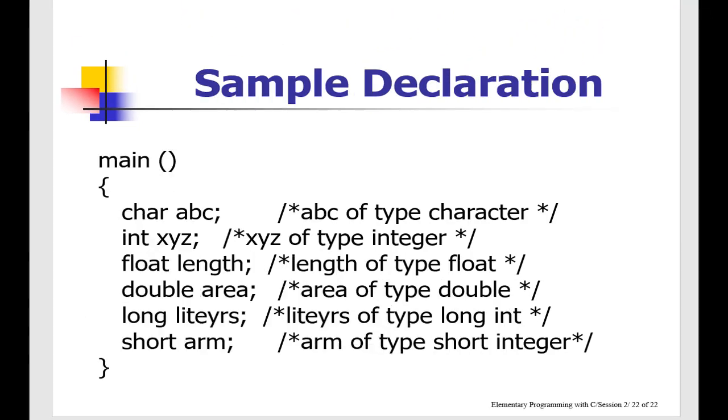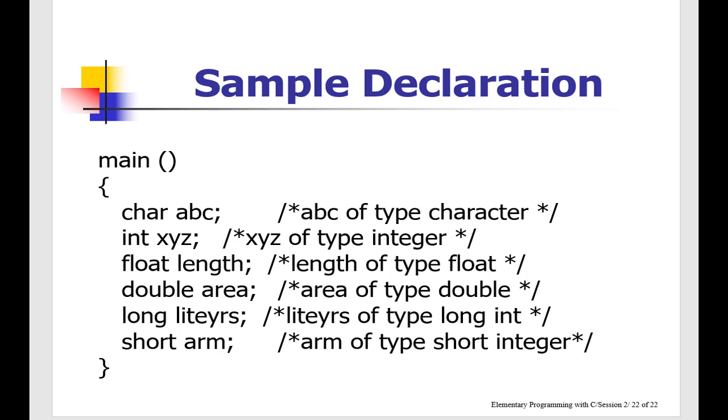We will wind up this session by looking at some possible declarations. We have the main method, and we have some declarations. The first one, char ABC, and we have a comment telling us that ABC is of type char. We have int xyz. xyz is of type integer. Float length, length is of type float. Double area, area is of type double. Long light years is of type long. Then short ARM is of type short.